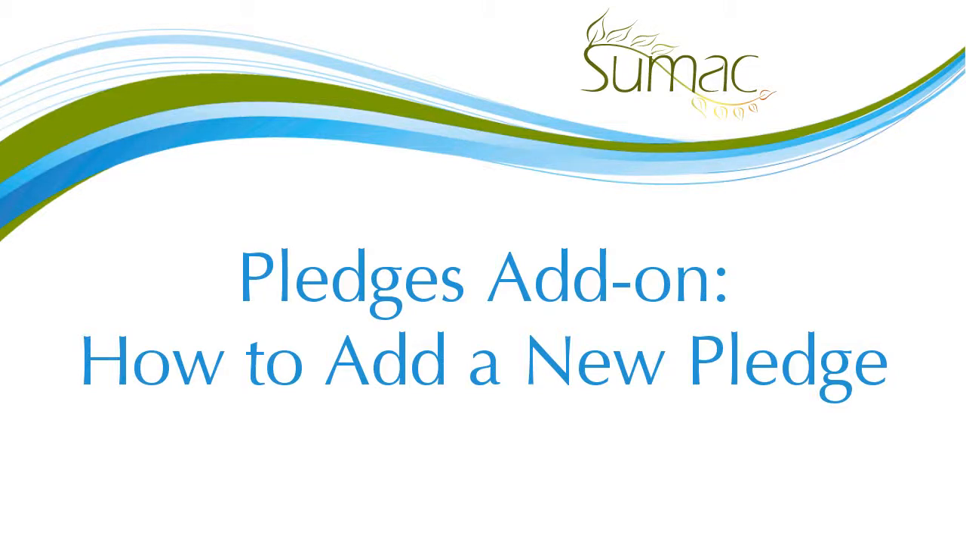Perhaps someone has promised to donate $1,000 to your organization this year, but they're not quite sure when they'll make that donation, or if they will make several smaller donations that total $1,000 instead. Or perhaps you need to manage multiple monthly donors. To manage these promises in your Sumac database, use the Pledges add-on.